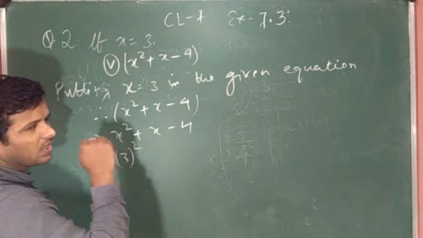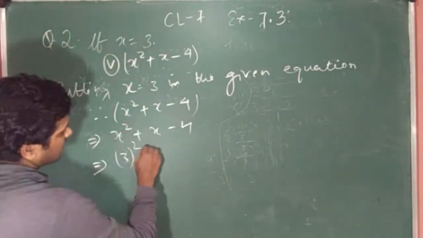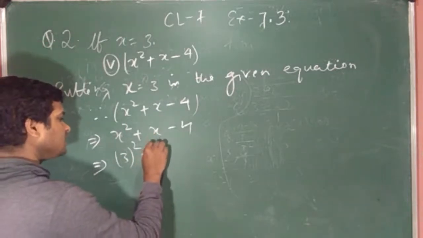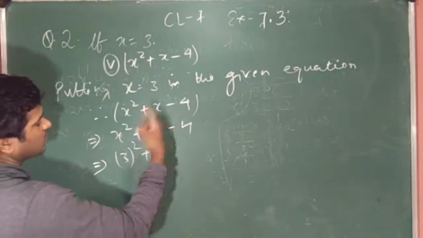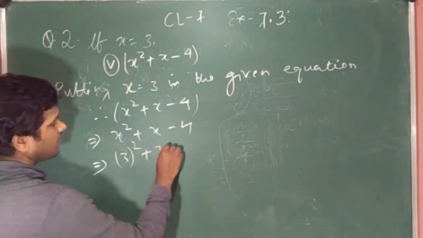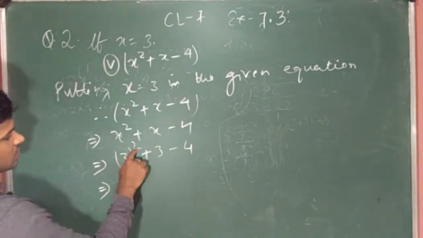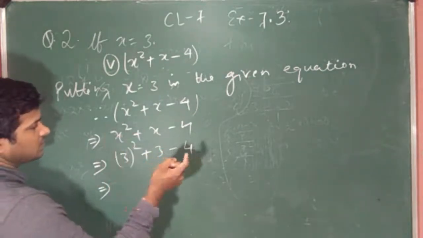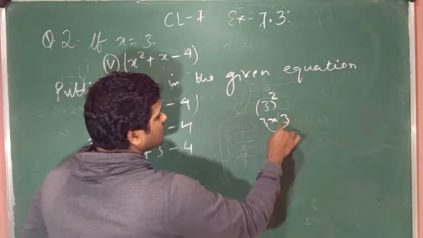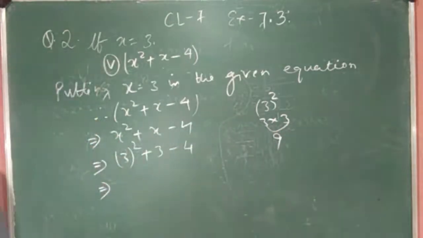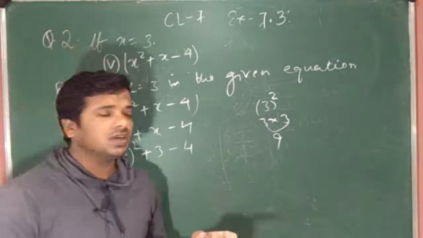If you don't write the bracket it is also correct, but it is better to use the bracket. Here plus x, again x is 3. Here there is no power, power is only 1, so leave it. Minus 4, so minus 4. Now 3 square means 3 times 3, so 9. Not 3 and 3, 6. 3 square means 3 into 3, so 9.